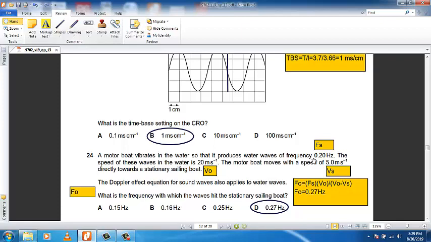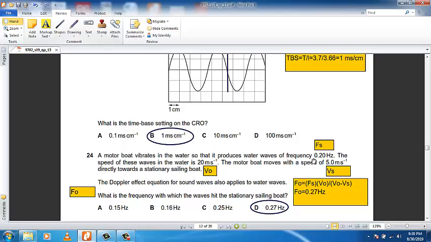frequency 0.2. That's the source frequency. The speed of these waves in the water is 20 meters per second. That's the observer frequency. The motorboat moves at the speed of 5 meters per second. That's the source velocity. The Doppler effect equation for sound wave also applies for water waves. What is the frequency with which the waves hit the stationary sailing boat?